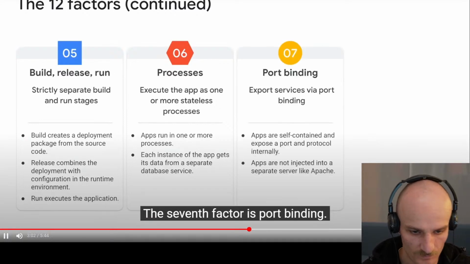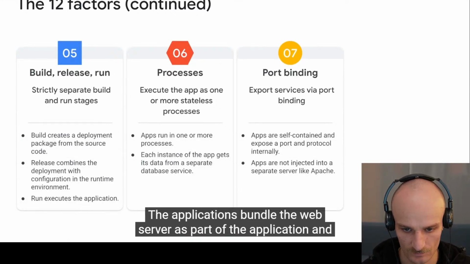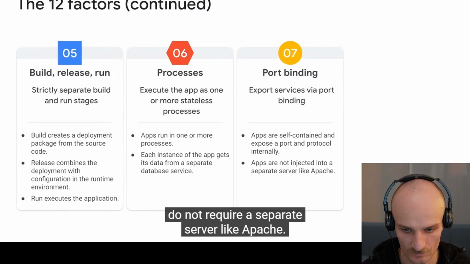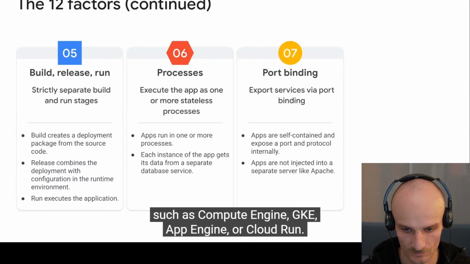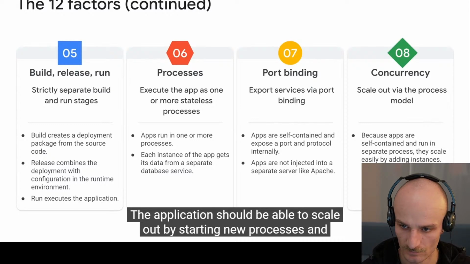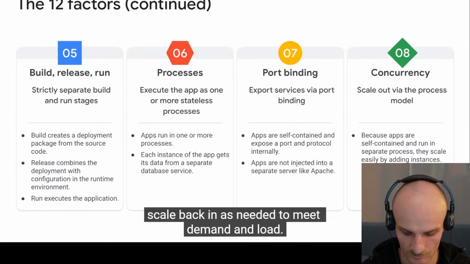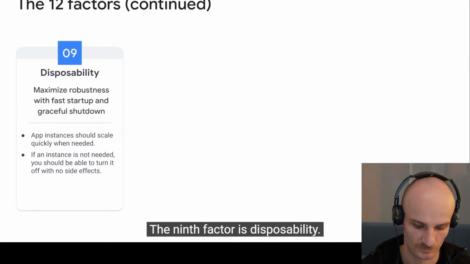The seventh factor is port binding. Services should be exposed using a port number. The applications bundle the web server as part of the application and do not require a separate server like Apache. In Google Cloud, such apps can be deployed on platform services such as Compute Engine, GKE, App Engine, or Cloud Run. The eighth factor is concurrency. The application should be able to scale out by starting new processes and scale back in as needed to meet demand and load. The ninth factor is disposability.